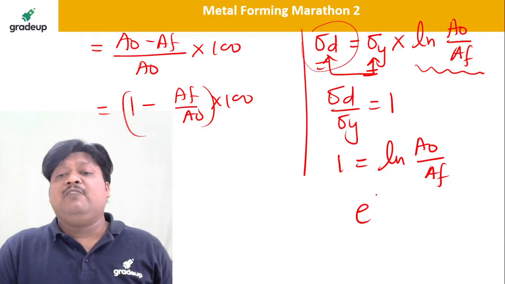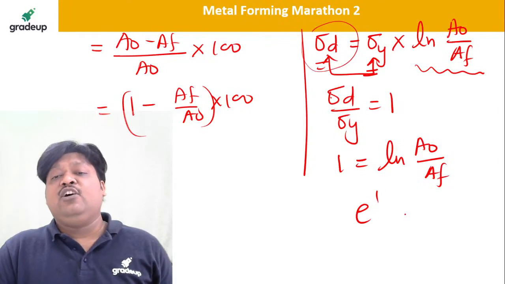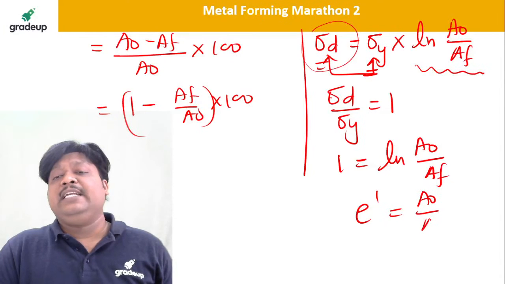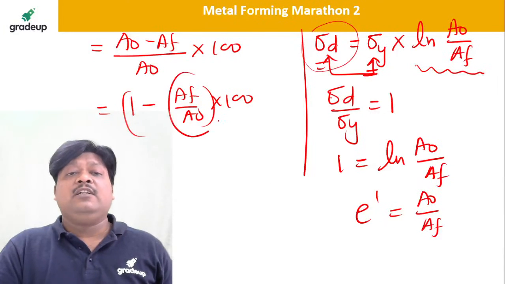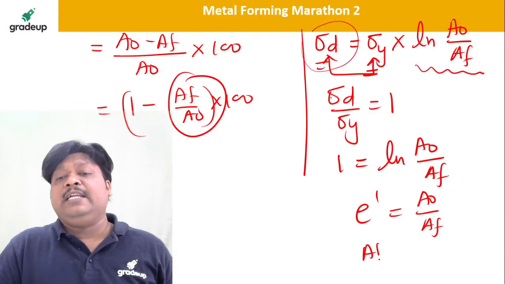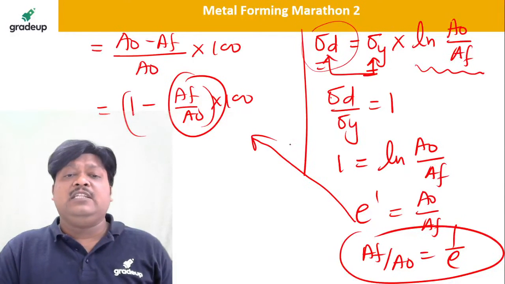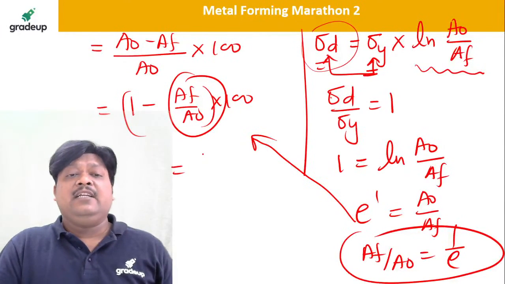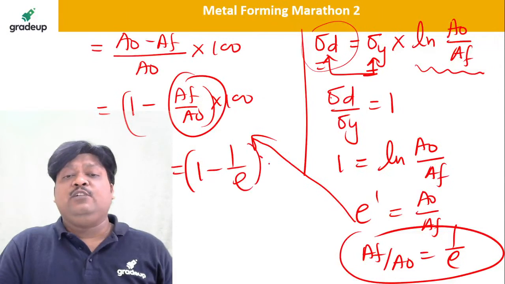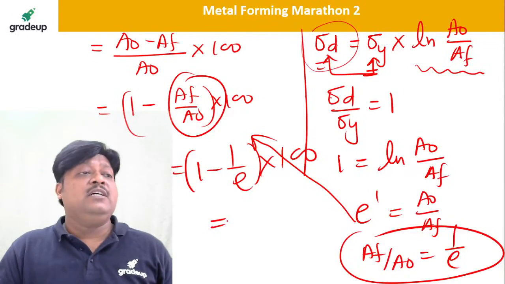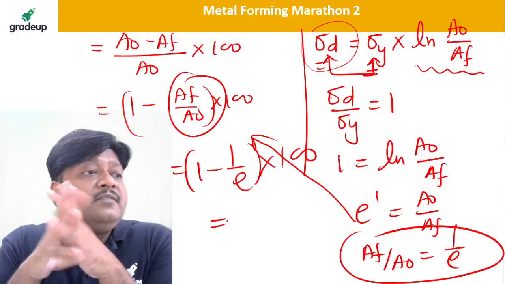That is e to the power 1. Take the antilog, which is nothing but A original by A final. Or here, what I want, A final divided by A original, is 1 upon e. Put the value of this A final divided by A original here. I will get 1 minus 1 upon e, into 100. Tell me how much?